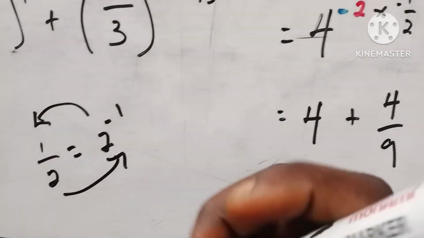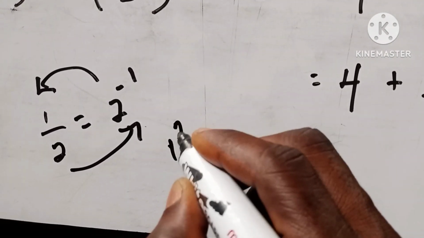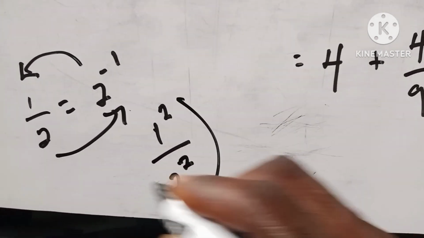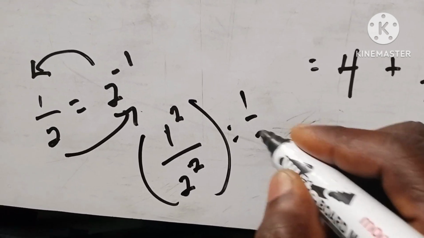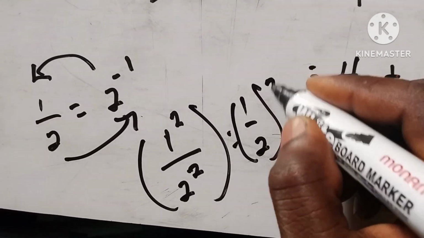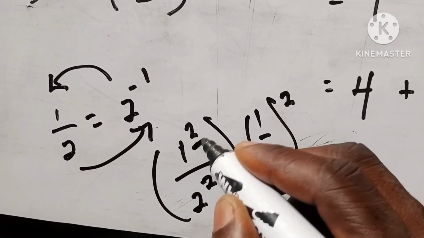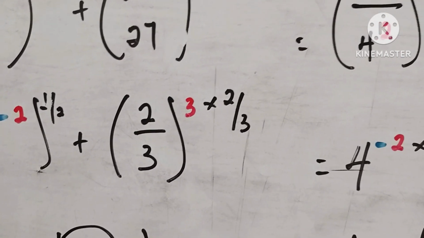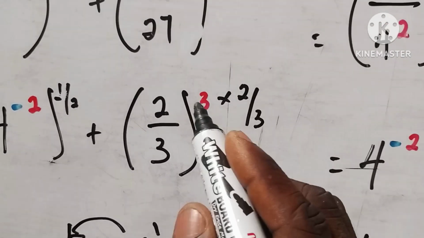So if you have something like this, let's say 1 raised to the power 2, and then 2 raised to the power 2, I can rewrite this thing to be 1 over 2 everything raised to the power 2, right? Because I'm seeing the same thing here, the same thing here. So that is how we brought the 3 outside from this point, right?